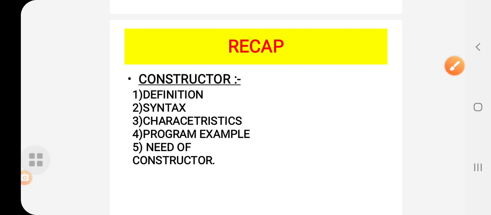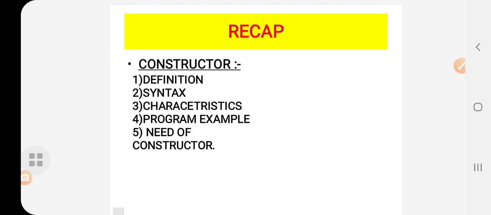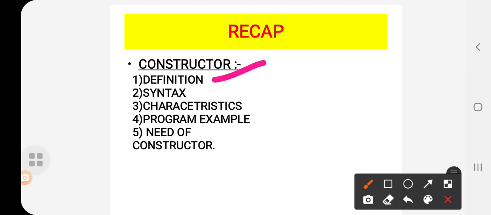The definition goes like this. A constructor is a special member function that is called automatically when an object is created. The purpose of this constructor is mainly to initialize the members of the various classes. So that was the definition of a constructor.